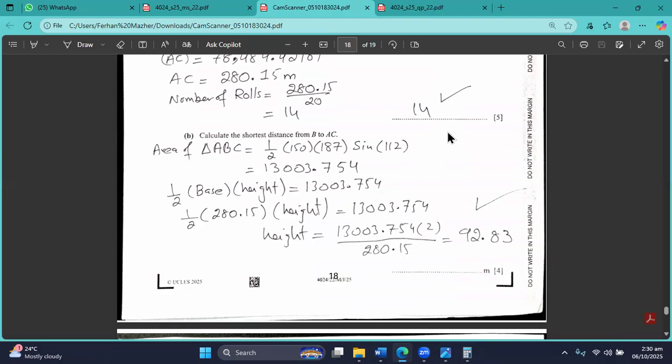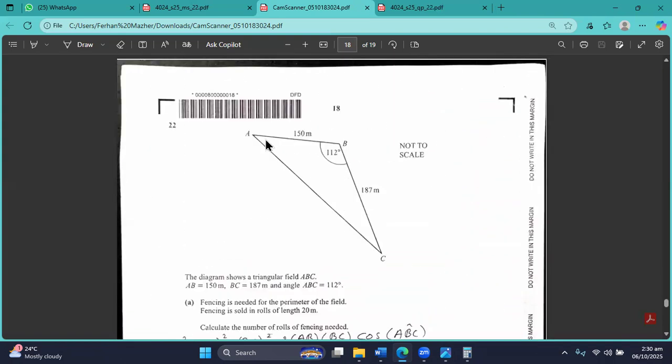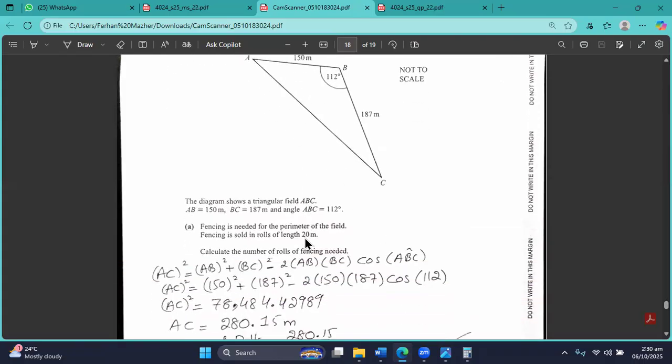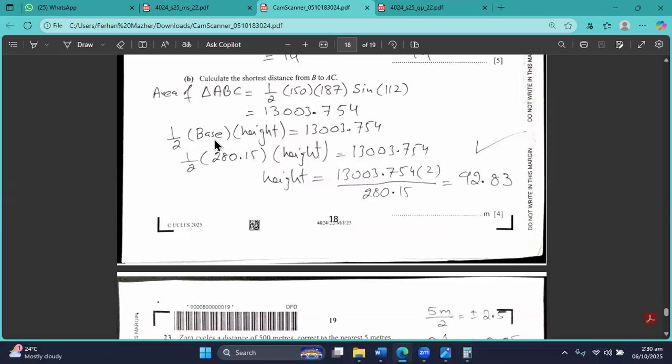So that is the area of the triangle, 13003.754. The area of the triangle ABC can be found by another method also. If I take the AC as the base, then this perpendicular will be the height of the triangle. So it will be 1 by 2 into the base into the height. That is 1 by 2 base, the AC side, that is 280.15. Height is the question, that is the perpendicular from B onto the AC. So the height will be equal to the area 13003.754 divided by 280.15 multiplied by 2, and the height will be 92.83. So let's check the answer, sir.